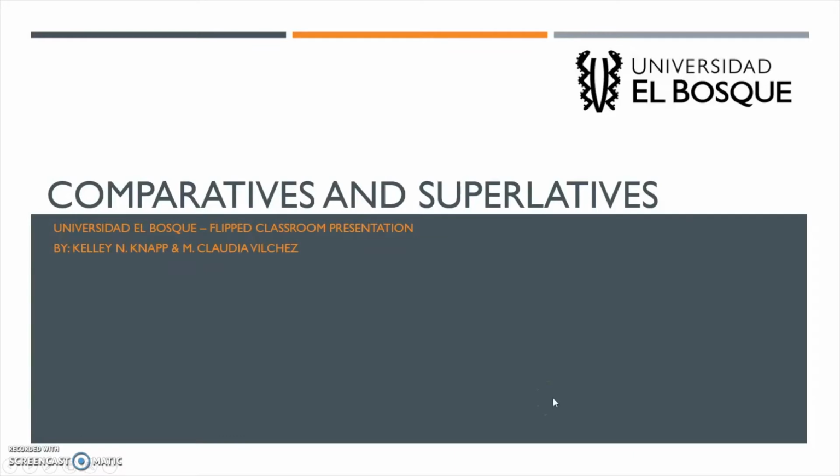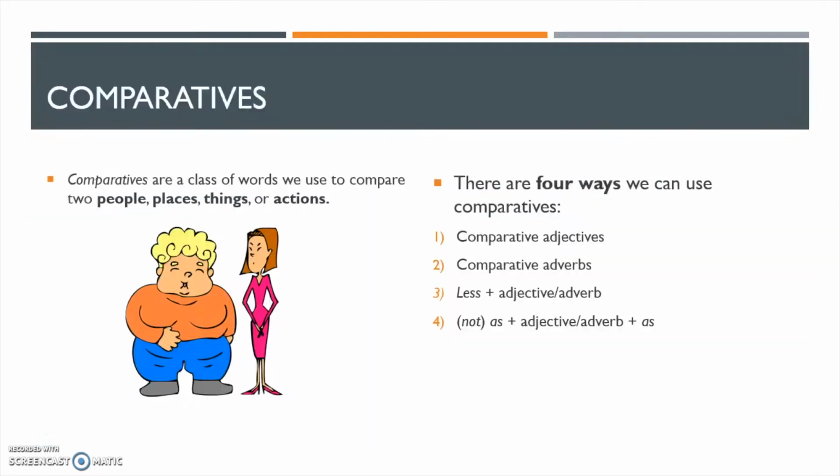Hey everyone, this presentation is an explanation of how to use comparatives and superlatives in English. I'm going to start with comparatives. Comparatives are a class of words we use to compare people, like these two women here, places, things, or actions. There are four ways we're going to learn how to use comparatives: as adjectives, as adverbs, with less, and with as or not as. We're going to go through these four ways.